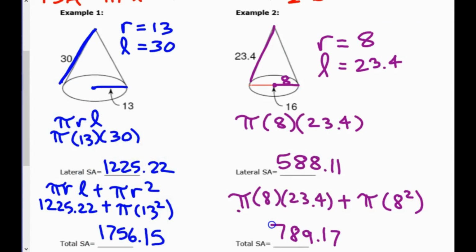Are you catching what I'm throwing at you? If you know R, if you know L, this is just typing and getting an answer, right? Sometimes they're going to give you the diameter, so please be careful. Cut that in half. Remember, if you had gotten R wrong, you would have gotten everything wrong. So please be careful when you're doing these, okay? Is everyone good on example 1 and 2?